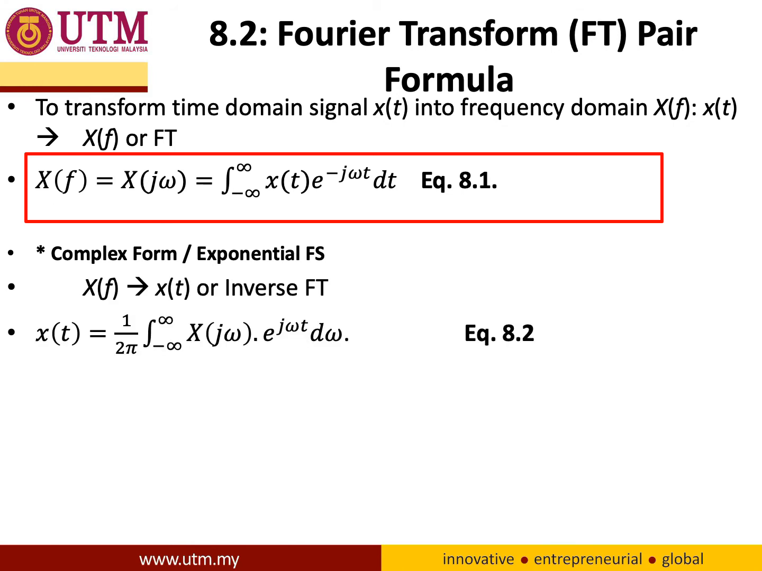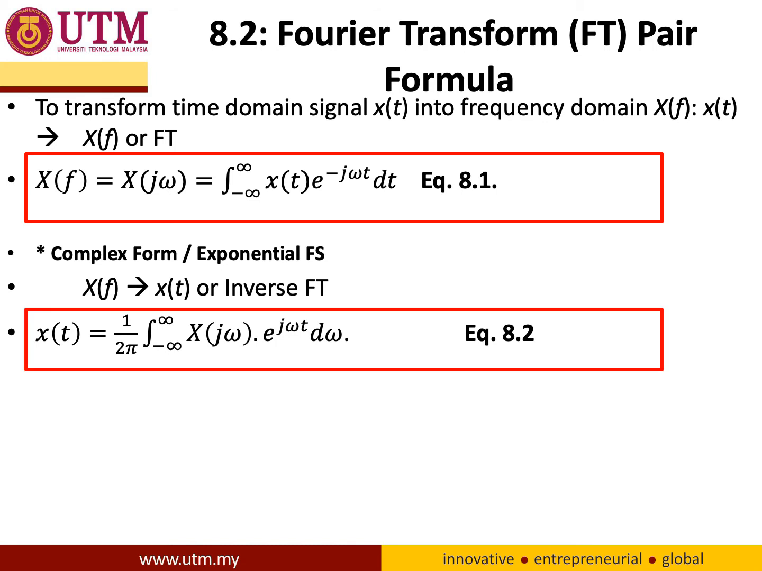In order to transform our frequency domain signal into time domain signal, we have what we call the inverse Fourier transform, which is given in equation 8.2, which is x(t) equals 1 over 2 pi integral from minus infinity to infinity of capital X(j omega) times e exponential positive j omega t d omega.